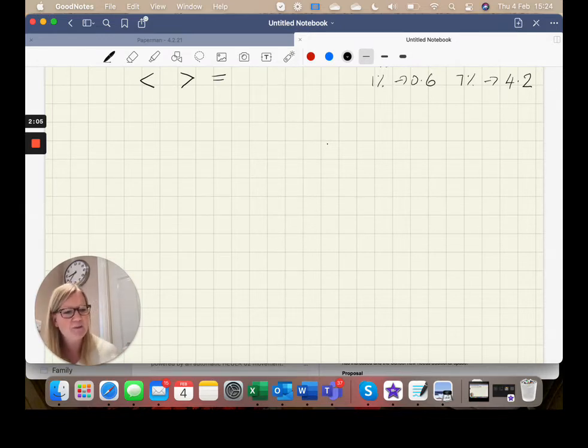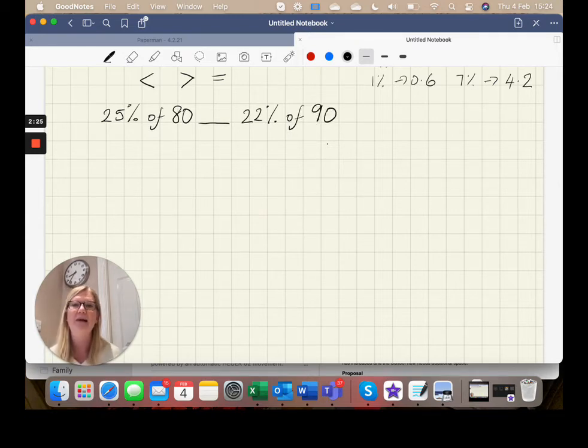So the first one, we're going to compare 25% of 80. I'm using really simple numbers. And we're going to compare that with 22% of 90. Okay, so we need to complete this number sentence. It's likely to be an inequality. It's not necessarily going to be equal. We're finding out which is larger or smaller, although they could be the same.